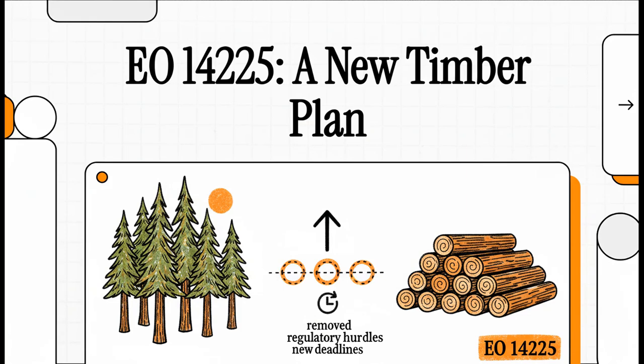All right, let's jump right in. Today we're looking at a single document that has the power to really change how America's forests are managed. It's an executive order, and it's all about overhauling the U.S. timber industry. We're going to break down exactly what it says and what it's trying to do.